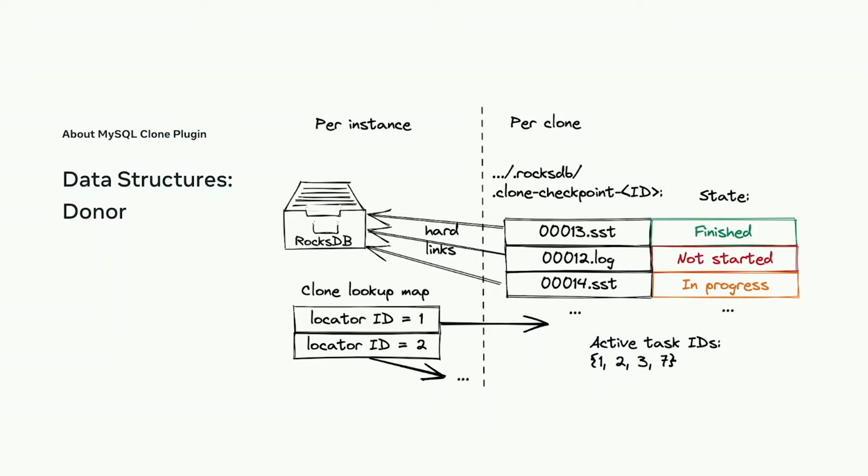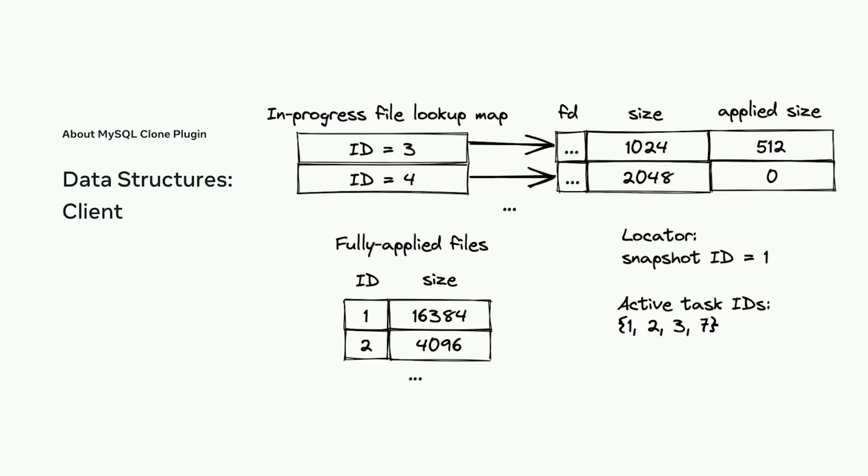From the donor side, we have some structures to track the files that have already been sent, those pending transfer, and the ones that are currently in progress. We also have an active task ID list, which tracks the active running threads on the donor. On the flip side, in the client, we have structures to track what has been received and what has been applied as a file. We also have the active task IDs, which are basically the active running threads from the client side.